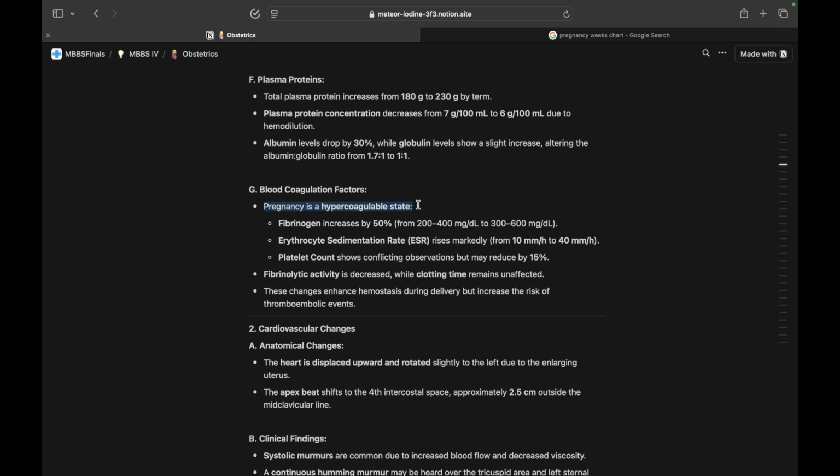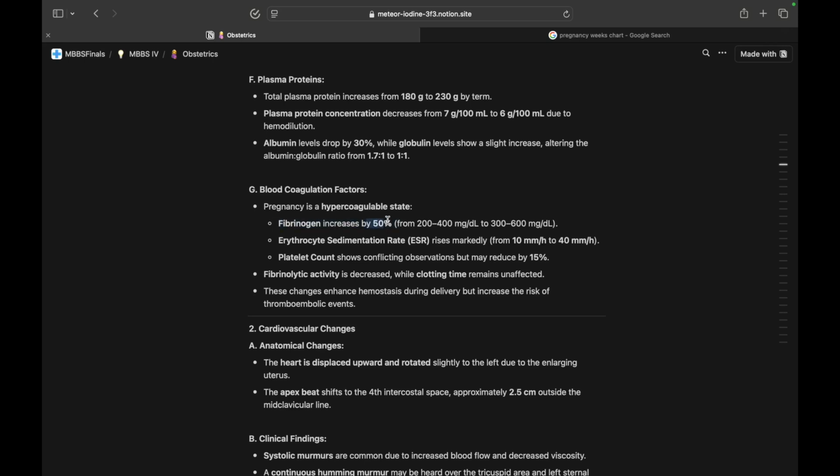It is a hypercoagulable state. So why is it required? At the end of pregnancy, you might know the PPH risk is quite high, meaning PPH is a thing we need to worry about. So what helps reduce the PPH? The increased coagulation that is present. So that is how I think about why it is hypercoagulable.